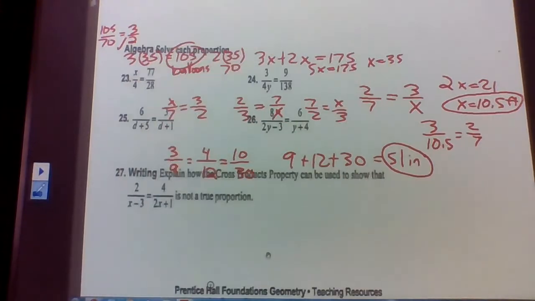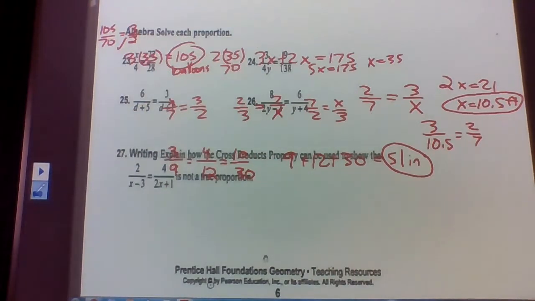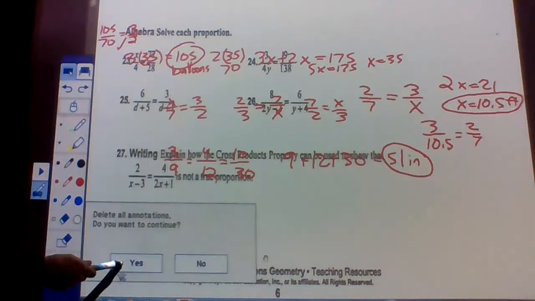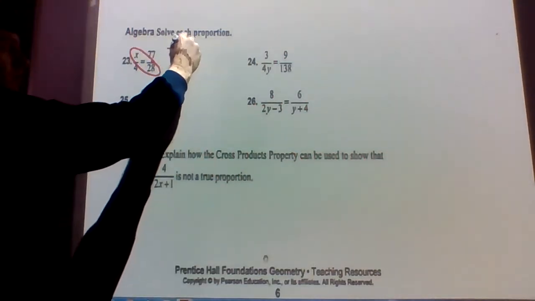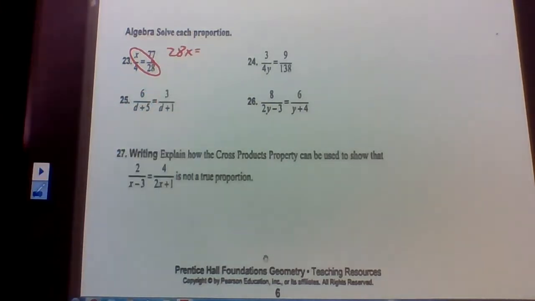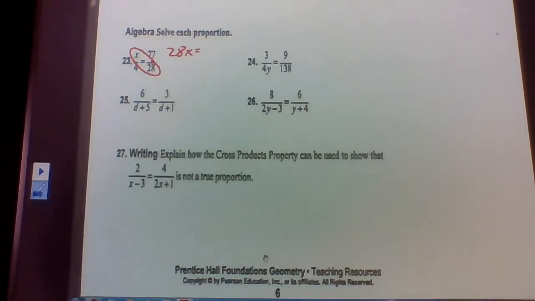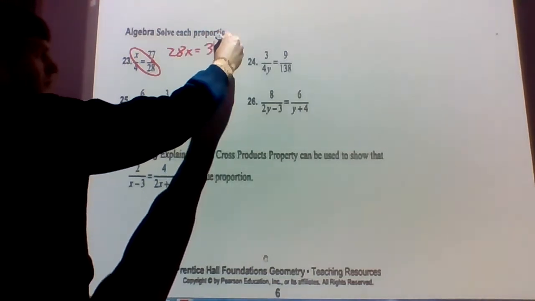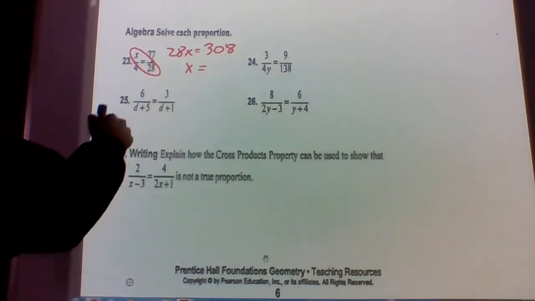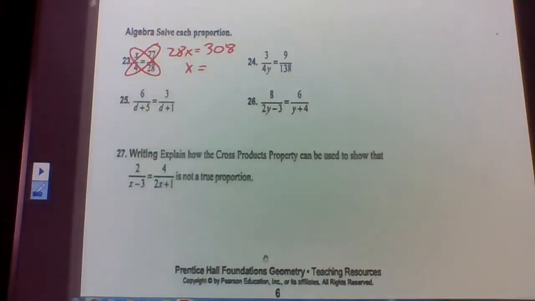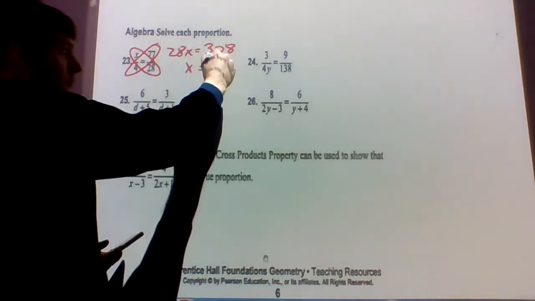Down here we're solving proportions again. So to solve proportions, you need to cross multiply. So you have 28x equals 4 times 77, which is going to be 308. Divide by 28 on both sides. So we have 4 times 77 divided by 28. It's going to be 11.